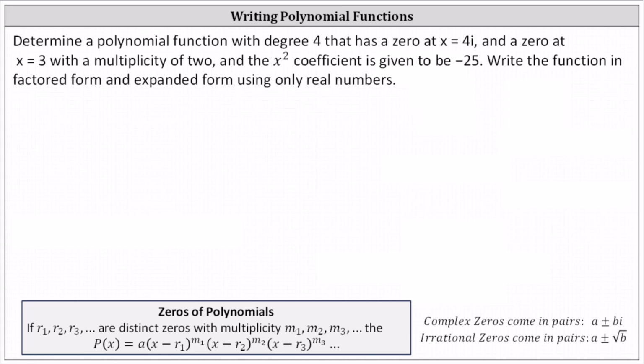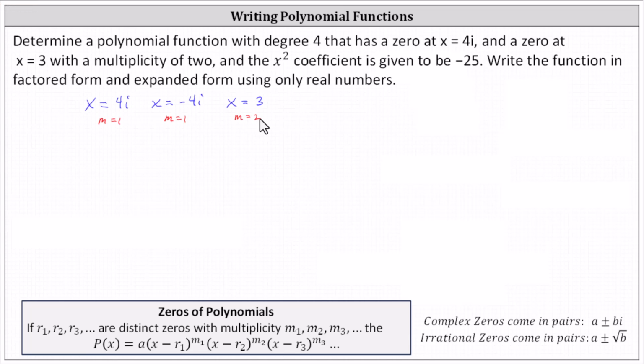Let's first list the zeros and the corresponding multiplicity. Remember that complex zeros come in complex conjugate pairs, meaning if 4i is a 0, then so is negative 4i. So we have a 0 of x equals 4i that has multiplicity 1. We have another 0 of x equals negative 4i that also has multiplicity 1. And we have the 0 of x equals 3 has multiplicity 2.